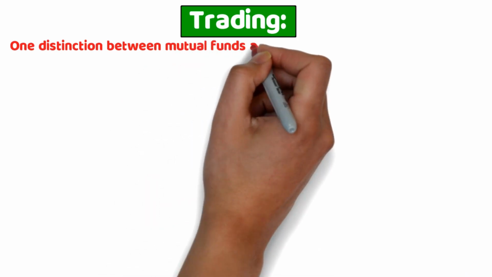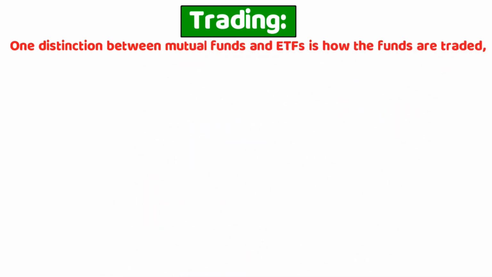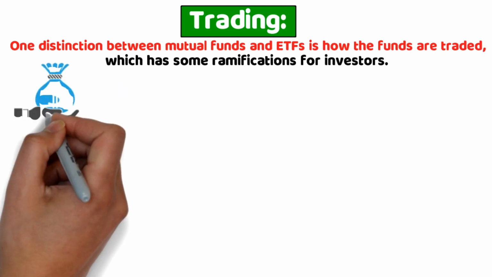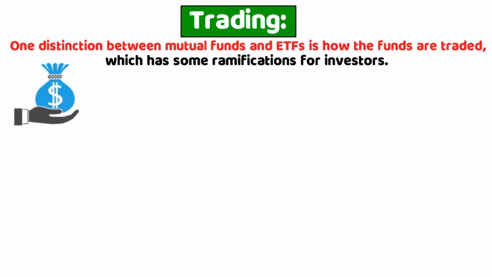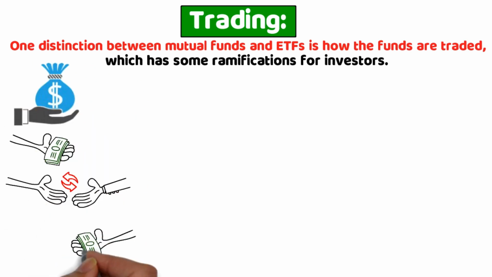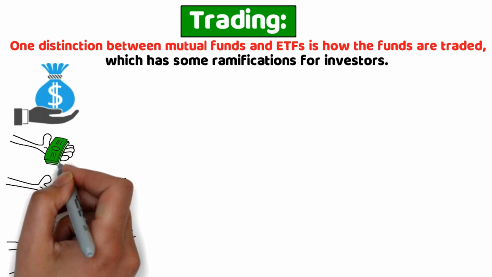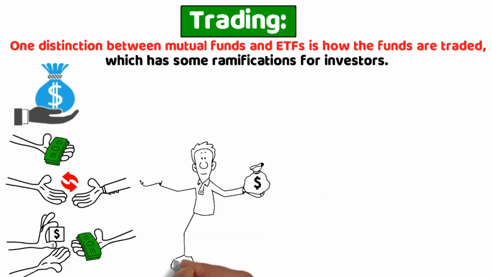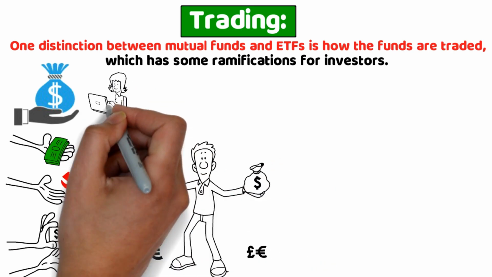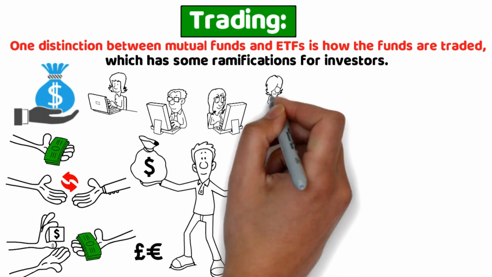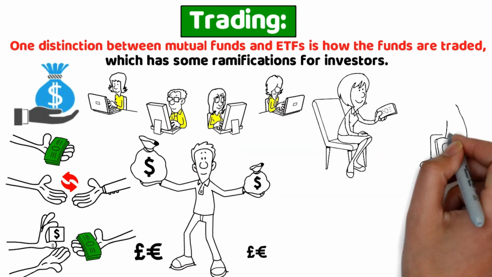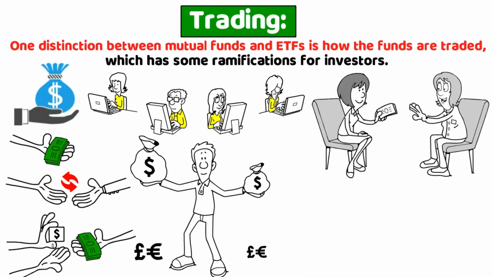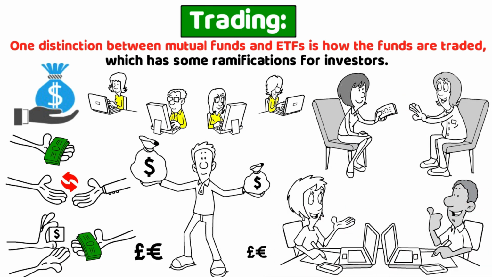Trading. One distinction between mutual funds and ETFs is how the funds are traded, which has some ramifications for investors. The closing price of the trading day, or the NAV, which stands for net asset value, is used to buy and sell mutual funds directly from the mutual fund company. ETFs may cost slightly more or less than NAV and are traded throughout the day at the current market price, just like stocks. While certain ETF trades contain brokerage costs, mutual fund transactions do not.